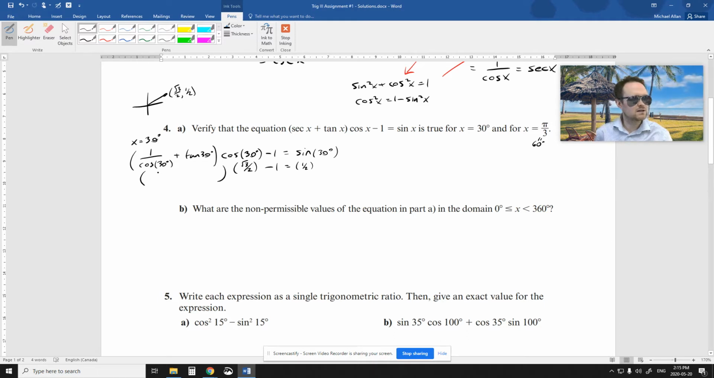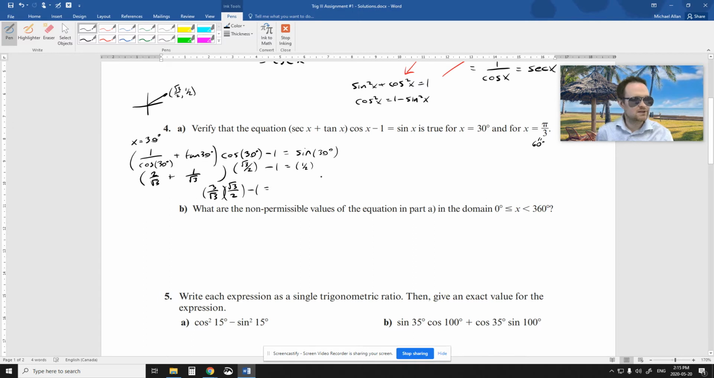It's going to look kind of ugly. Secant is a reciprocal, so I'm just going to write that out as 2 over root 3, because it is the reciprocal of cos. And tan is going to be 1 over root 3, just looking at that. So in the brackets, this will be 3 over root 3 times root 3 over 2 minus 1.